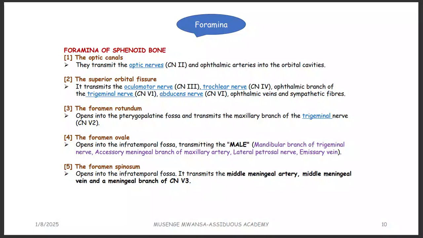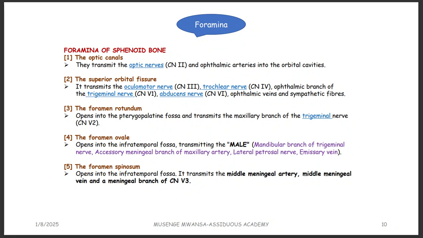That would be easy, isn't it? Cranial nerve 3, 4, 5, 6. Remove 1, because remember it was passing through the foramina in the cribriform plate. 2, remove it because it's passing in the optic canal. So 3, 4, 5, 6, those are the ones that are passing the superior orbital fissure.